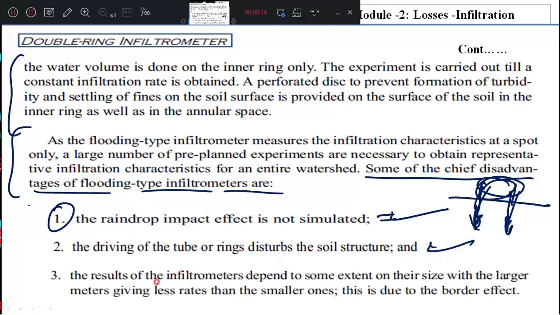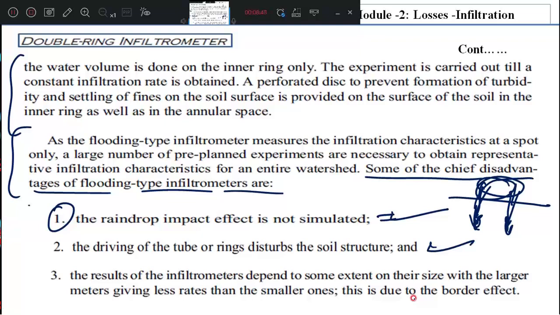That is one demerit. The third one is the result of infiltrometer depends to some extent on their size, with the large meters giving less rate than the small ones, this is due to the border effect. That means if you increase your ring diameter, then the effect will increase. If you take a small ring, the effect will be different, and with a big diameter ring, the effect will be different. Like that, it also depends on the size of the ring. These are all the demerits we can list.